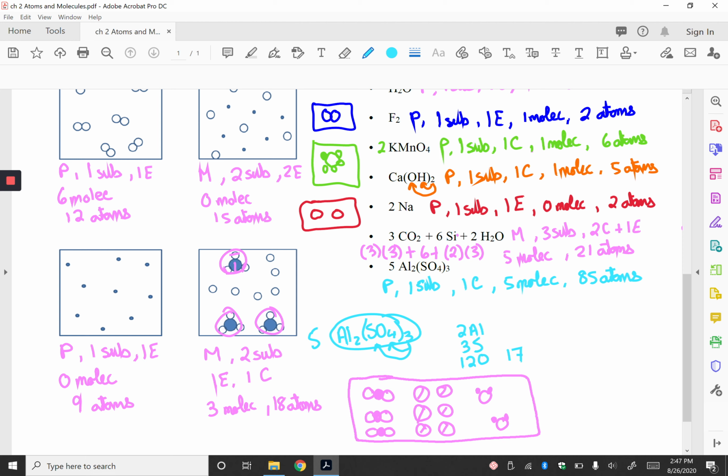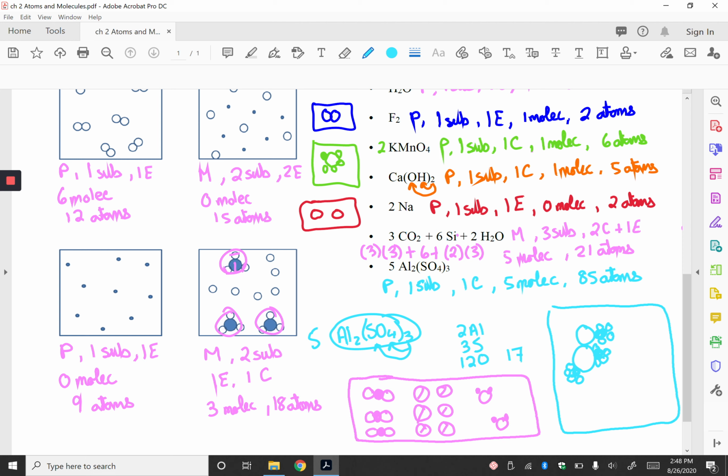If we drew a particle diagram, I'm not going to draw the whole particle diagram, but basically you have your aluminum, so 1, 2 aluminums. Then you have sulfur with 4 oxygens, another sulfur with 4 oxygens, and another sulfur with 4 oxygens. That's one of them. So there's 5 of this whole thing if you were to draw a particle diagram of that.